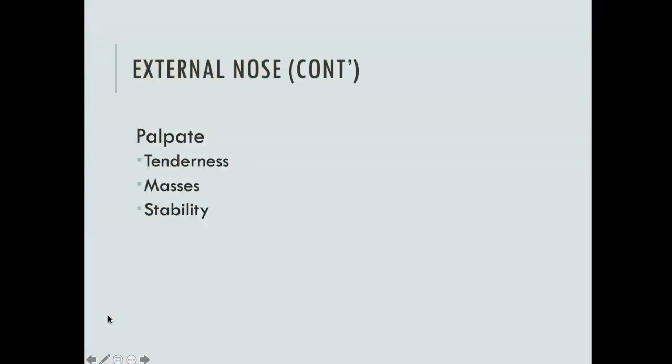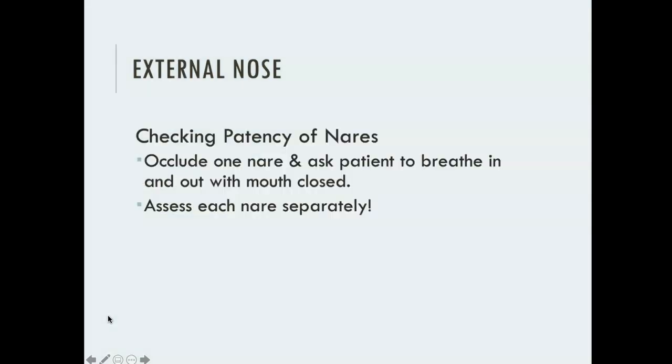You'll do some gentle palpation. Just palpate the nose. Just check for any tenderness, masses, or any instability. Just make sure that that bony cartilage is stable. And then we check the patency of the nares just to make sure that they're nice and open and the patient's able to breathe. Remember, that is the primary airway. You'll ask the client to occlude one nare, just stick their finger on the side of it and ask them to breathe in and out with the mouth closed, and to make sure they can breathe easily in and out that one nostril. And then you're going to repeat that process with the other nostril. I have given an example of this in my demonstration video.